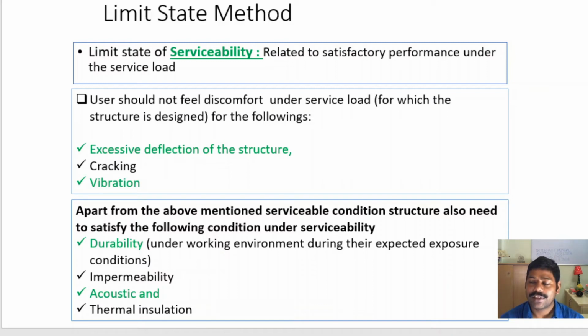Another thing is designing in such a way that there is excessive vibration. In that case, the occupant will not feel comfort. Suppose you are constructing a building near a railway line. When the train goes, you will find there can be excessive deflection in the building, and whoever the occupant is, they will not feel comfort during that time. So there should not be excessive vibration.